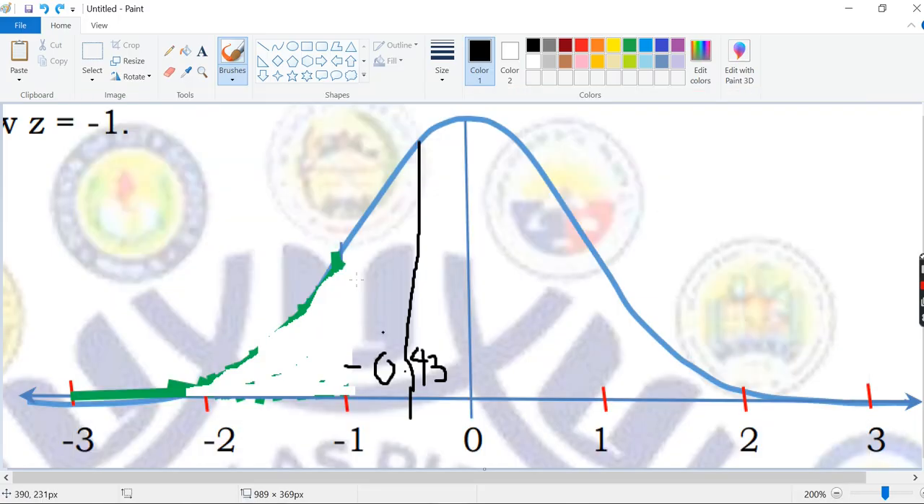By the way, this is zero, sorry. It's negative 0.40. So it's here. This is our concern, the left part.